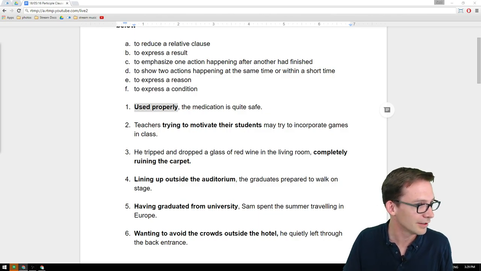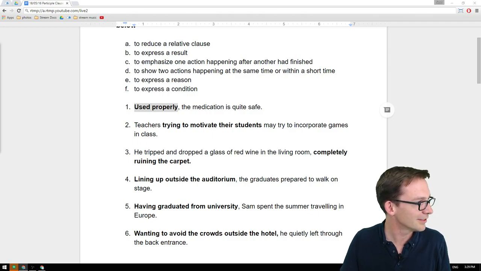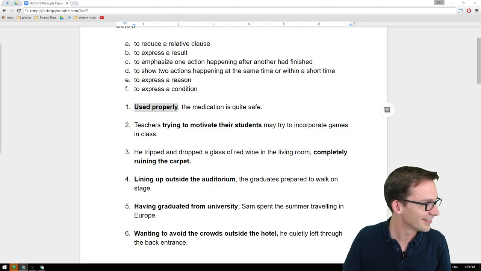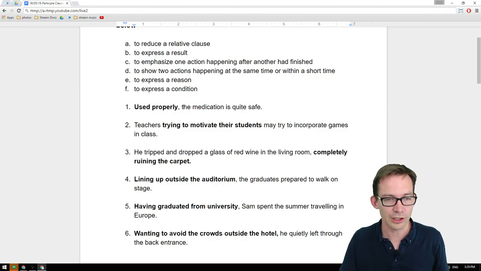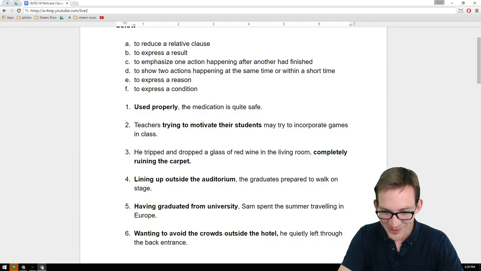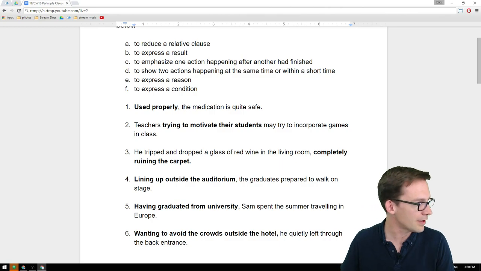All right, everybody. Good stuff. Welcome back. Lots of answers coming in on the chat. Let's go over some of these together. So, lots of good stuff. Let's look at them. The first one says, used properly, the medication is quite safe.